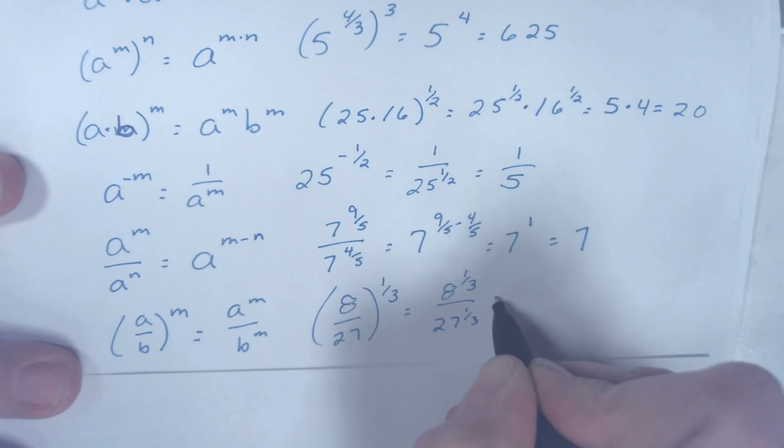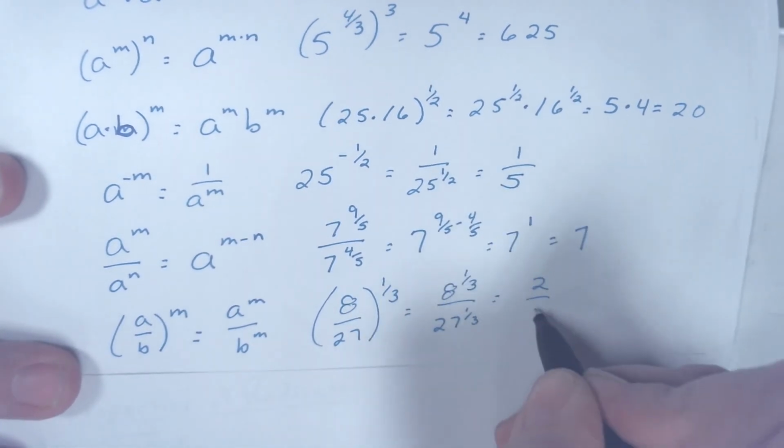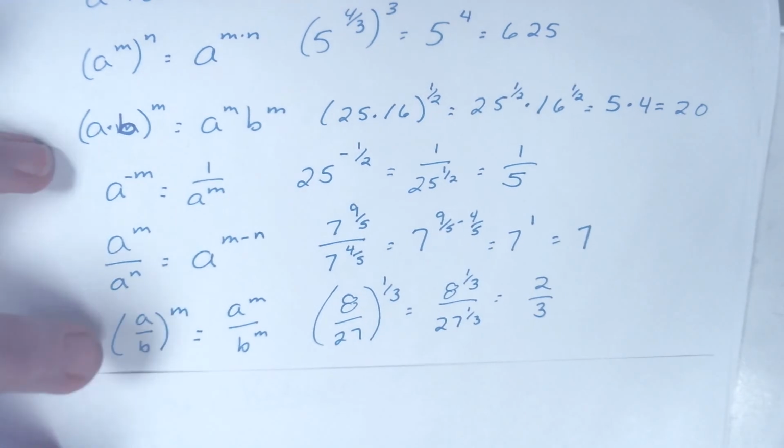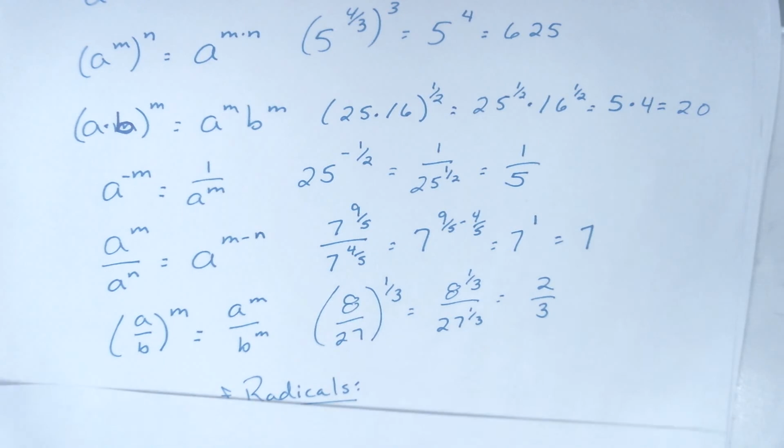the third root of 8 is 2. The third root of 27 is 3. The answer is just 2/3. All right. Now, all of that you should remember from before.